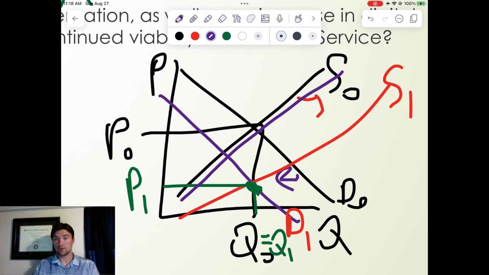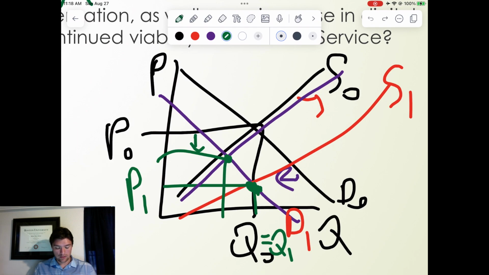Did supply increase? Yes, a little bit, right? And if supply increased a little bit, this is the equilibrium here. So look at what happened to price. Price still goes down, but what happened to quantity? Quantity goes down as well, right?